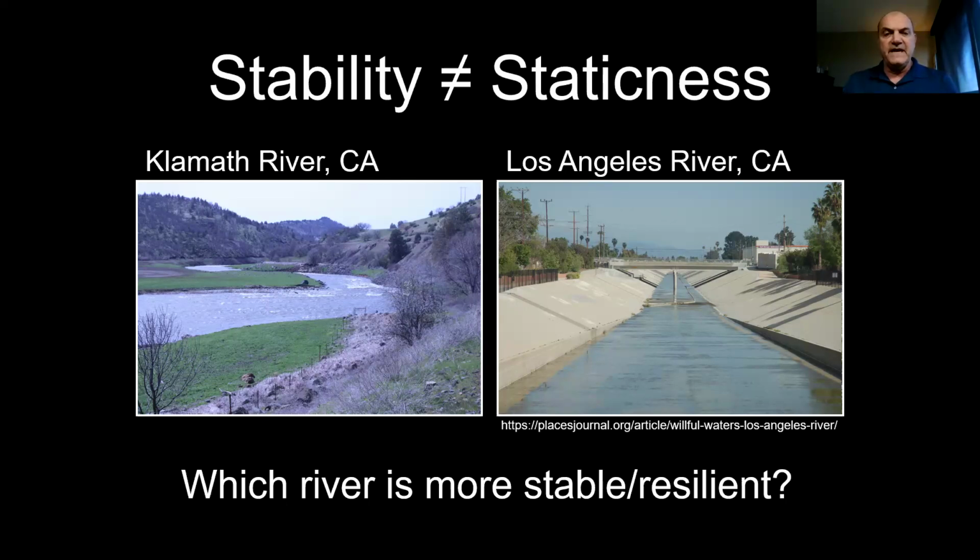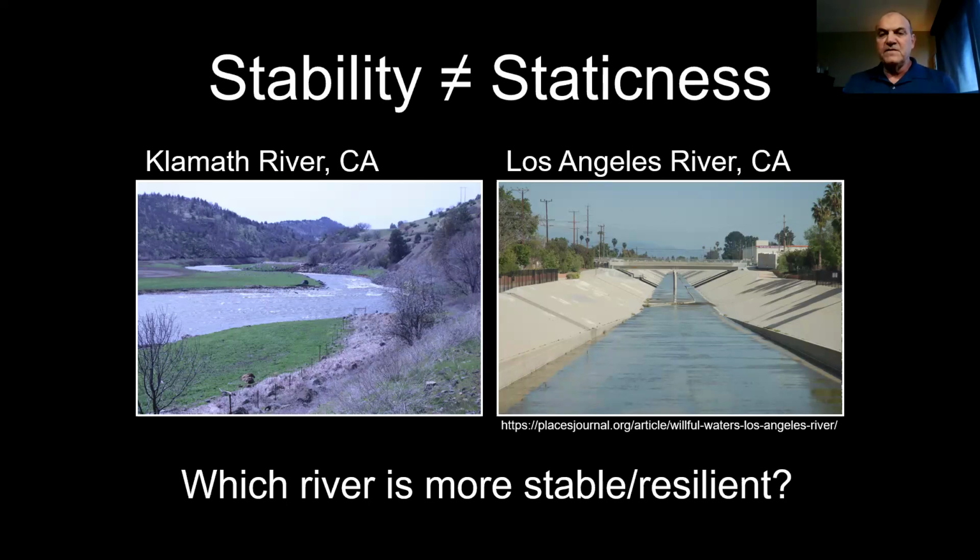The Klamath River in California, shortly after the dams were removed, this photo was taken in the old impoundment area, and we can see that the river is capable of moving and shifting and adjusting across that old impoundment, and that is able to maintain its stability, resiliency to changes.